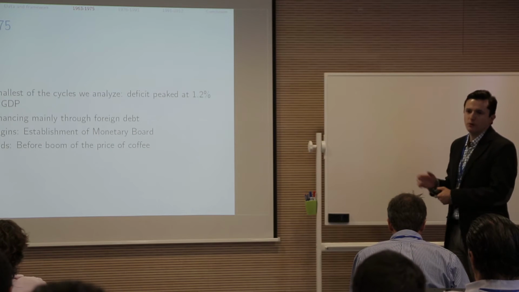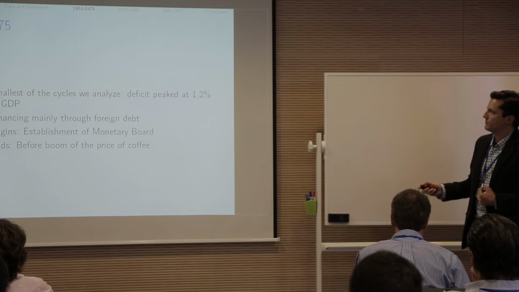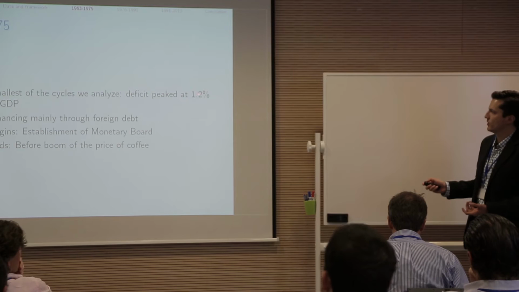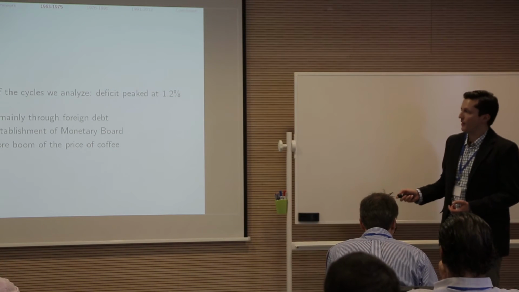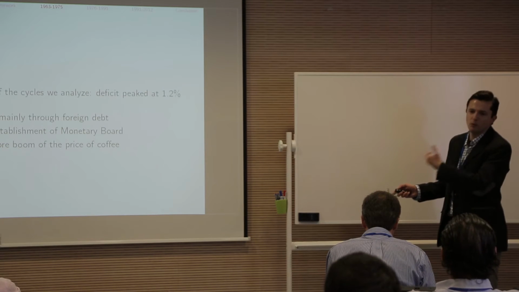So what I'm going to do now is go through each of the cycles. The first cycle is the smallest one, in the sense that the deficit in this cycle peaked at 1.2% of GDP. Financing was mainly through foreign debt. And the cycle begins with the establishment of the monetary board, and it ends just before a boom in the price of coffee.